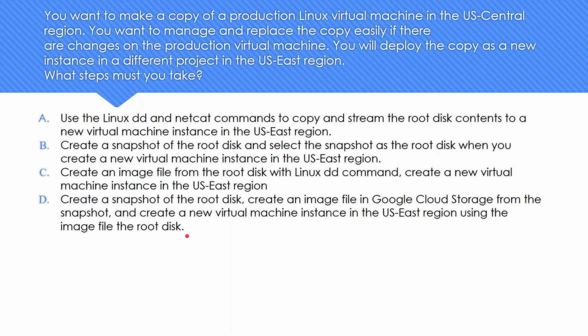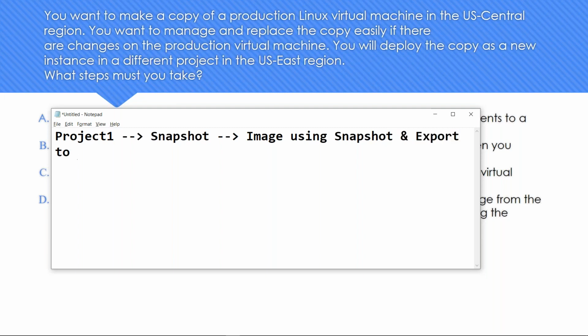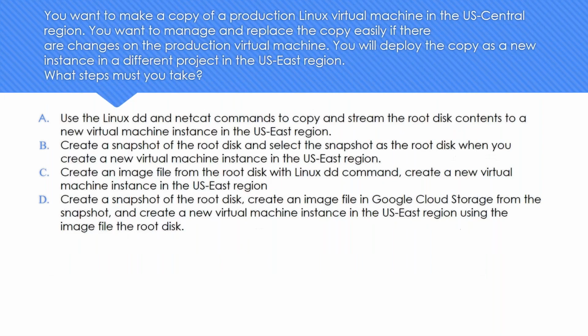So what they are doing is basically taking a longer route. In project 1, take a snapshot, then use that snapshot to create an image, and export it to a GCS bucket. Now, a Google Cloud Storage bucket, right? If you just give access to that bucket, any project should be able to access it, so project 2 can easily access this bucket. If you ask me, it's a very long process, but this is going to work. This is going to work, but it is a longer process.